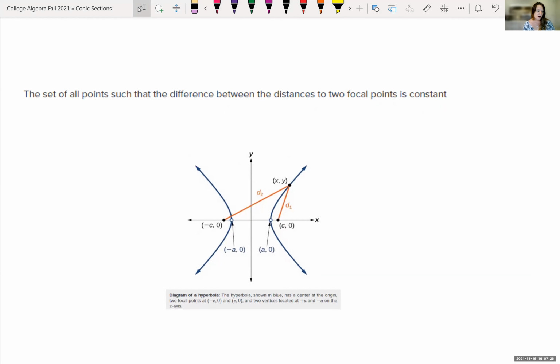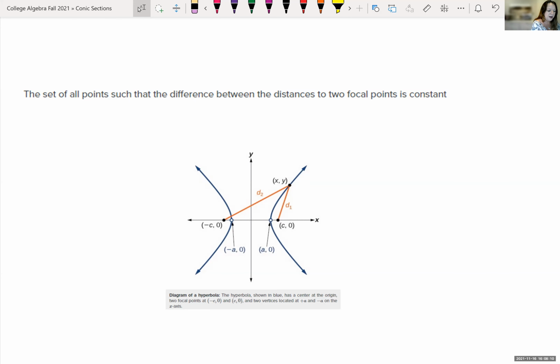Okay, so a hyperbola is a set of all points such that the difference between the distances to two focal points is a constant. Notice here we have a hyperbola, and I think of them kind of like parabola shapes, but my husband doesn't like me saying that as a mathematician. To me, they're like two parabola shapes that are facing away from each other. Here they are going towards the x-axis, but they could be going towards the y-axis.